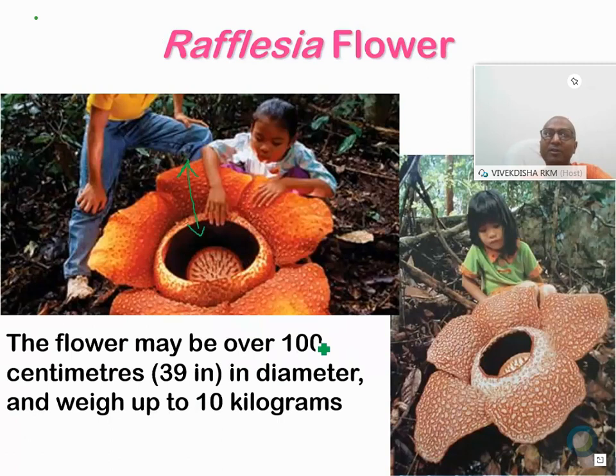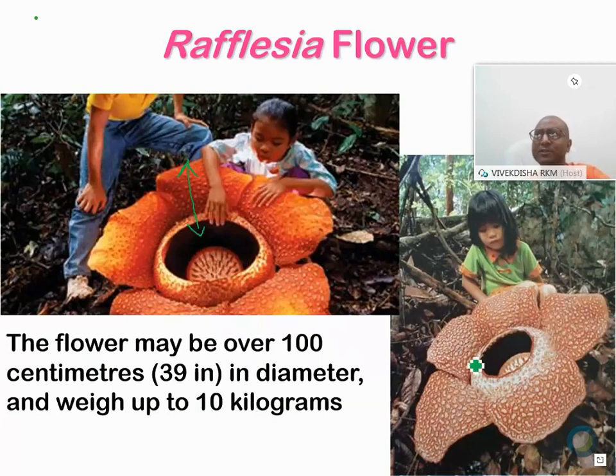The flower may be 100 centimeters in diameter and the weight may be 10 kilograms, so very difficult to lift up. So this is the plant with this big flower, but the mode of nutrition here is parasitic. That means they will draw nutrition from others. So this is one type of variation in nature. You can get many things.